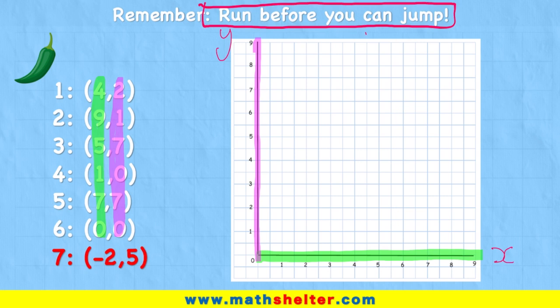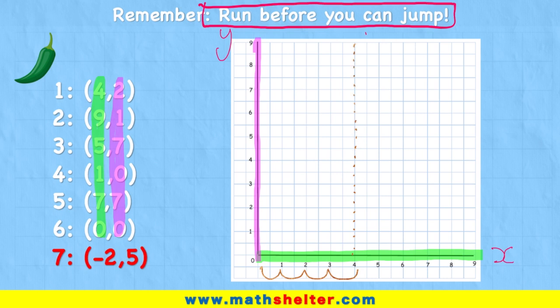Now let's try and plot our coordinates then. So the first one was (4, 2). So remember the 4 refers to the x-axis, so I come along my x-axis, 1, 2, 3, 4, find my 4. So I now know that that coordinate sits somewhere on this line that marks 4 along my x-axis.